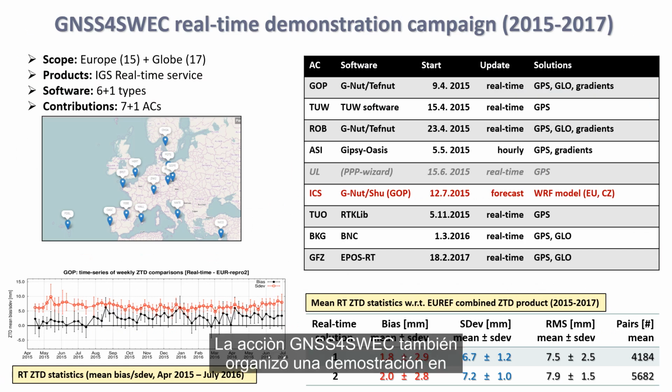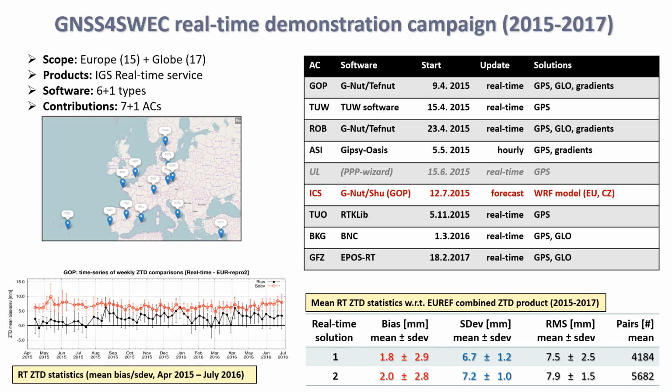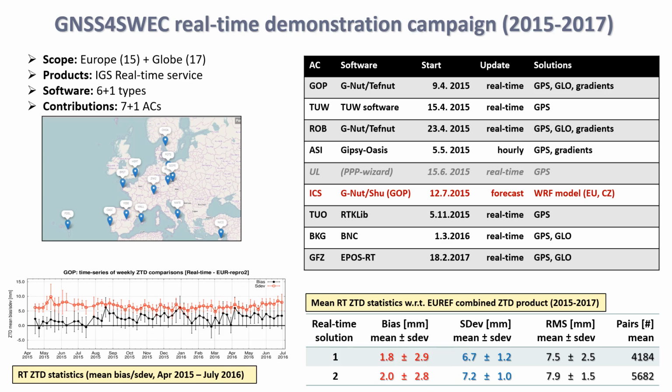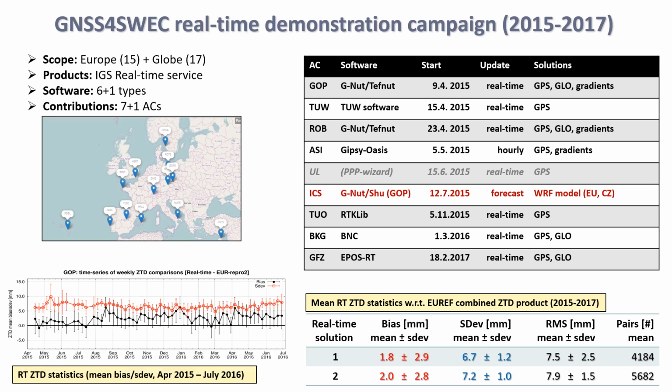The GNSS for SWEC Action also organized a real-time demonstration campaign for motivating various groups to contribute to development. Altogether, 32 European and global stations were selected, although not everyone could process all stations. Some solutions included the second constellation, GLONASS, or horizontal gradients. Assessment proved that the quality is already satisfactory for nowcasting applications after reducing systematic errors to an acceptable level with respect to the precision.